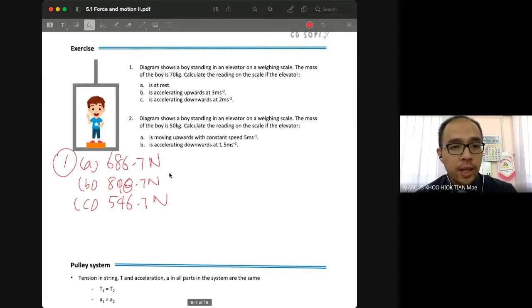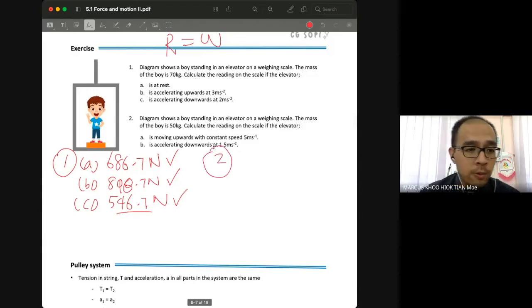At first glance, when I look at these answers, it looks very legit, because it makes sense. At rest means the reading on the scale, R, will be the same as the weight, so you just do 770 times 9.81. Accelerating upwards means the reading will increase, which makes sense because when the lift is going upwards, you feel heavier. When accelerating downwards, you feel lighter. So this seems very legit to me. Good job, Zulaika.